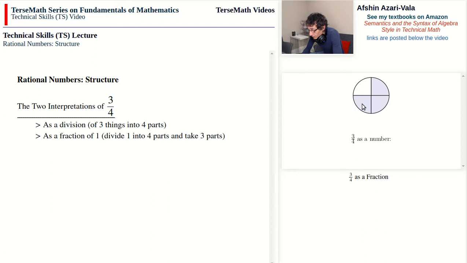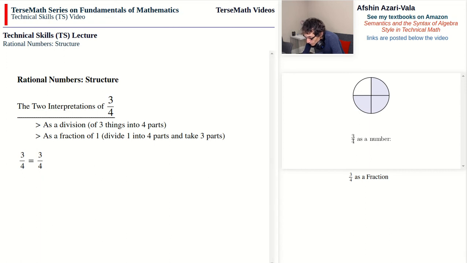So basically, if you take 3 things and divide them into 4 parts, the answer will be 3/4 of 1. And in fact, it wouldn't be odd at all for us to write something like, let's say, 3 over 4 is equal to another 3 over 4. And although it may look strange, you actually can read this as, if you divide 3 things into 4 parts, you end up with 3/4 of 1.